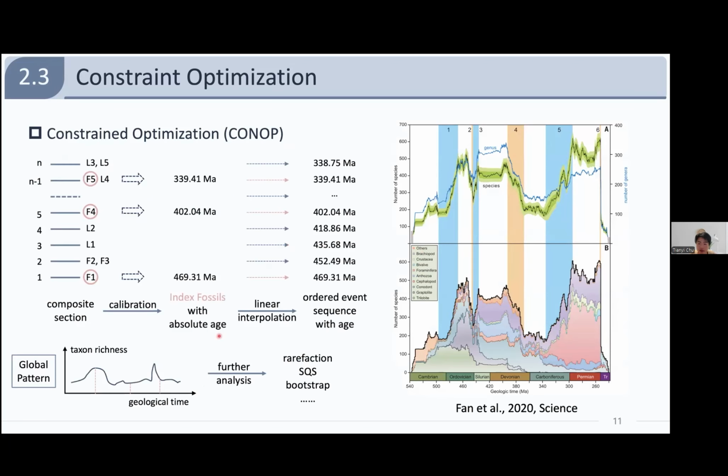Once we have the composite sequence from CONOP, we can calibrate it using the index fossils with known absolute ages. This allows us to interpolate the ages of all events across the sequence. As shown here, this time-calibrated framework can be used to reconstruct global biodiversity patterns through geological time. The figure on the right from Fan et al. 2020 shows how species and genus richness changed through time. These kinds of analyses help us quantify evolutionary trends at a global scale.